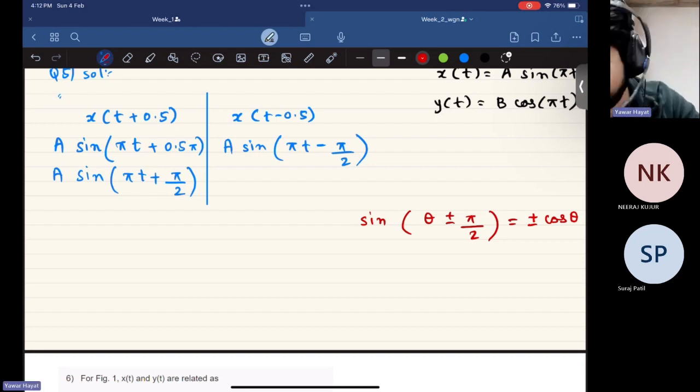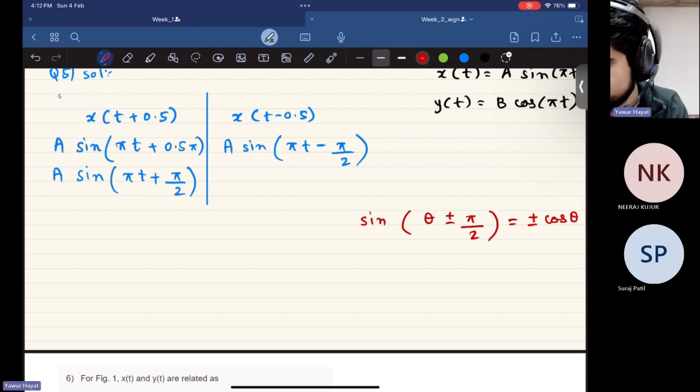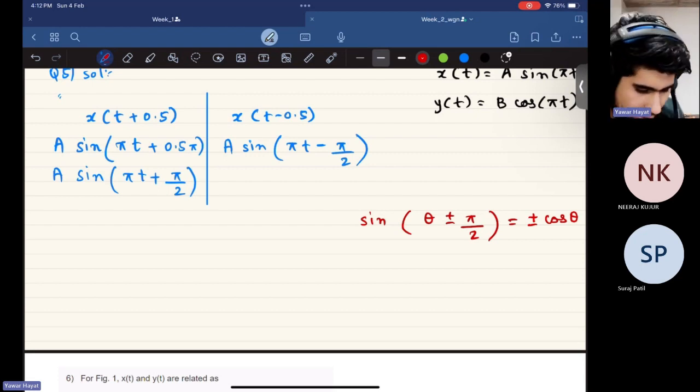Actually, I'm short of time, otherwise I would have done that myself. So if you need any sort of assistance, you can mail me as well. You will anyway get access to these slides. I'll have the plot of sine of x plus pi by 2 and cos of theta in Desmos, and I'll attach that plot in these slides. You can have a look there as well.